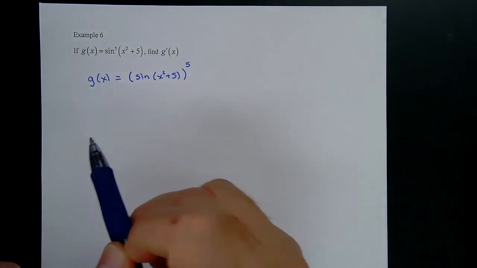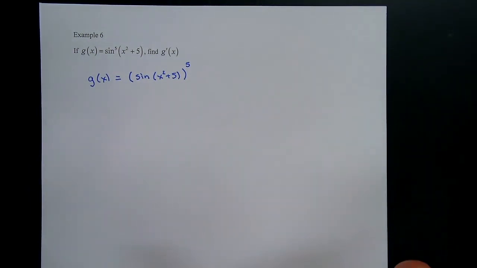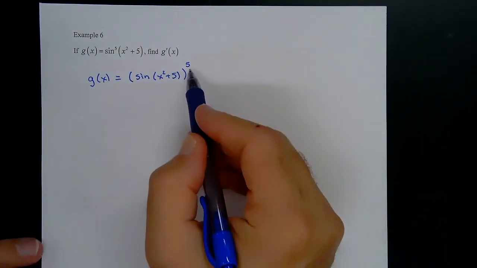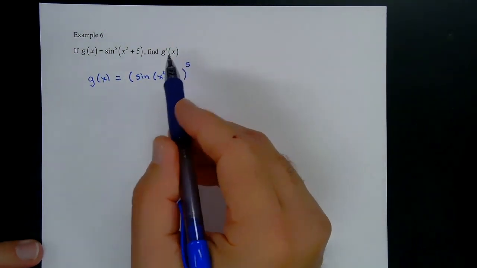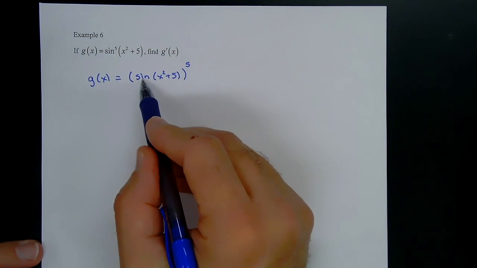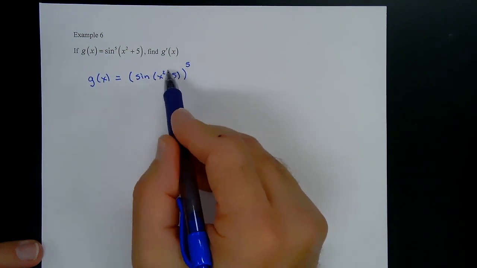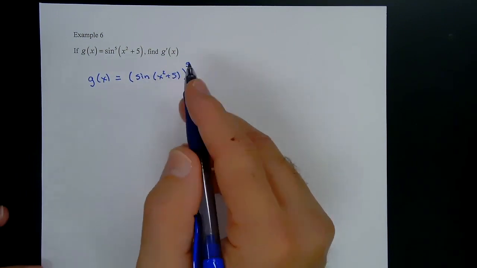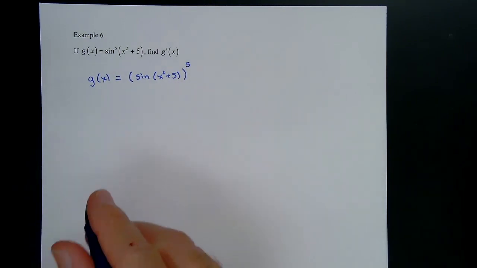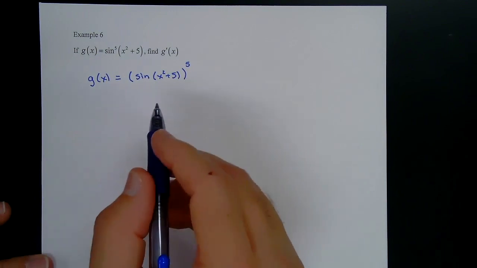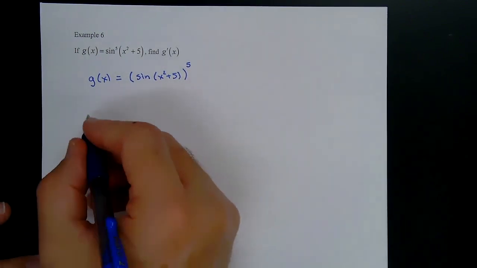All right, so now when you write it like this, you can see it. The outside function is this 5th power function. Inside that 5th power function, we have a sine function. And then inside the sine function, we have this x squared plus 5 function. So this is a function within a function within a function again. So there's a difference. Well, let's go ahead and take this derivative and then we'll talk.